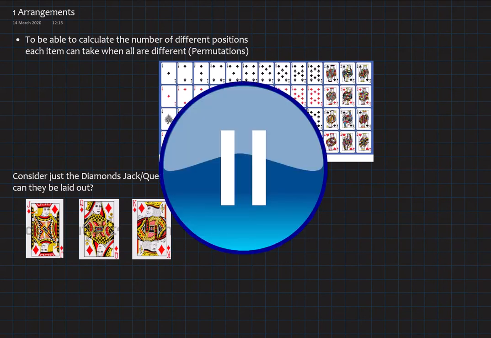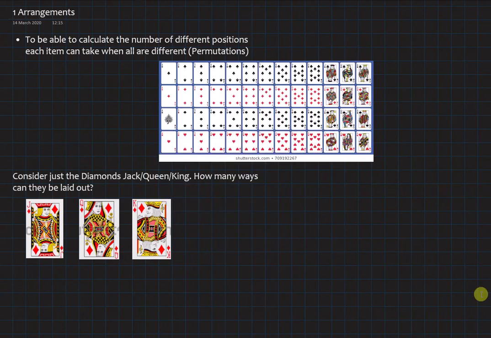So have a think. Trying to think how many ways can you put a Jack, a Queen and a King down. Okay, let's try to list them then, shall we? The first one, obviously, in the order that's written is a Jack, a Queen, and a King.